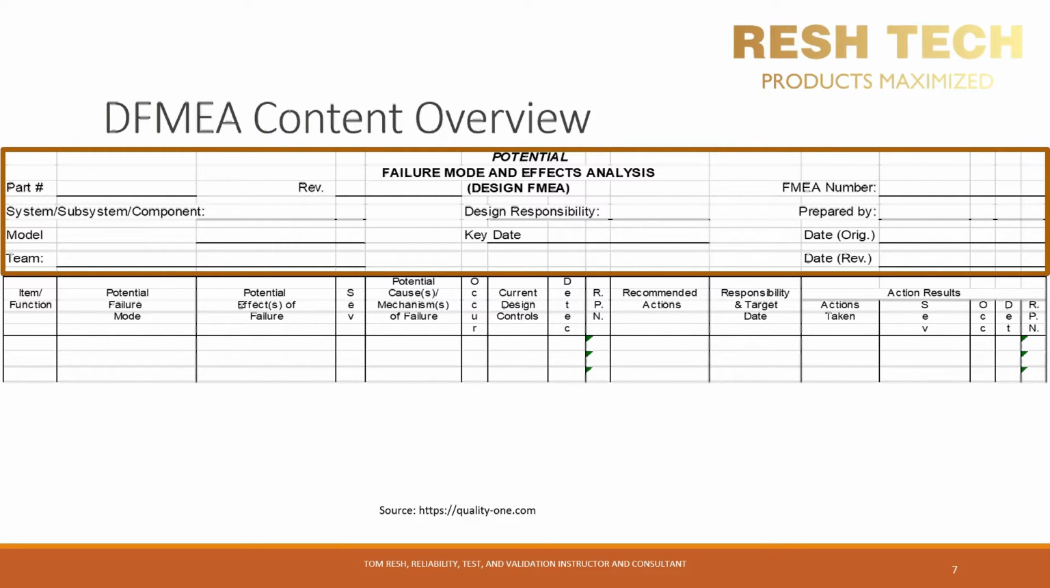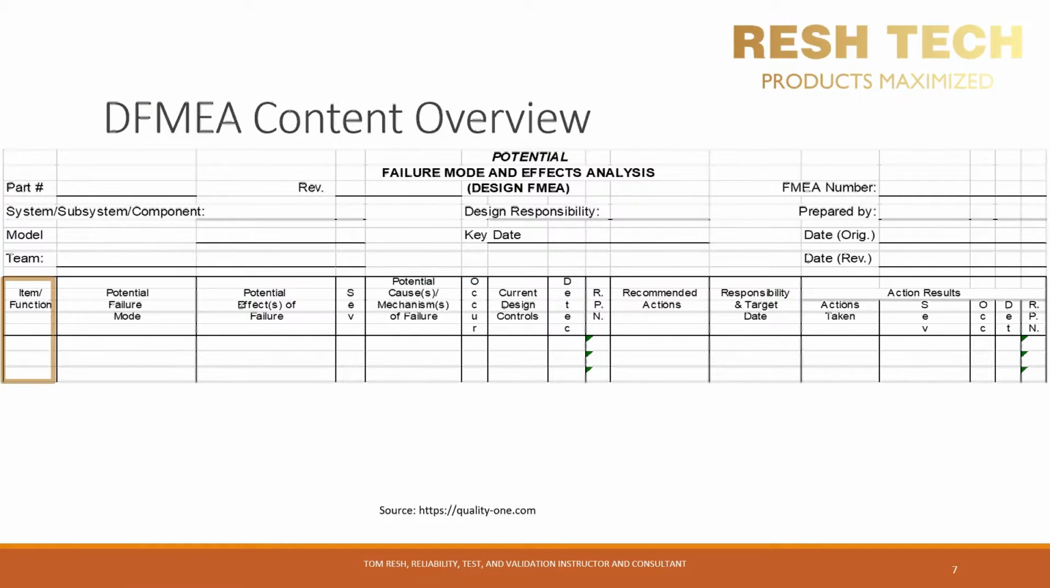Let's go through and define each column in the DFMEA table. The first column is the item and function. It describes an item of your component, subsystem, or system and its function that you want to analyze for a potential failure mode or failure modes. The second column is the potential failure mode. This is the perceived event that occurs when the item acts unexpectedly from its intended operational state.